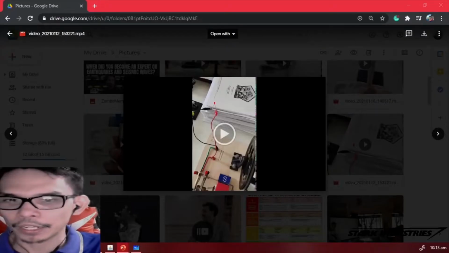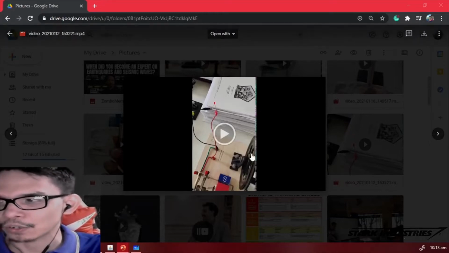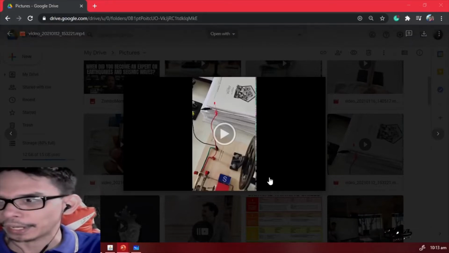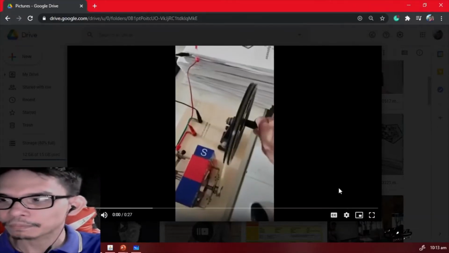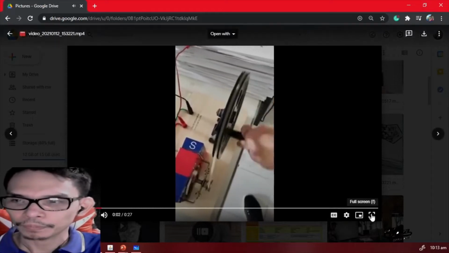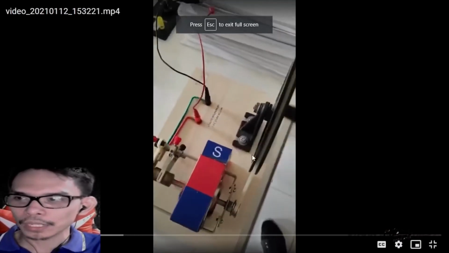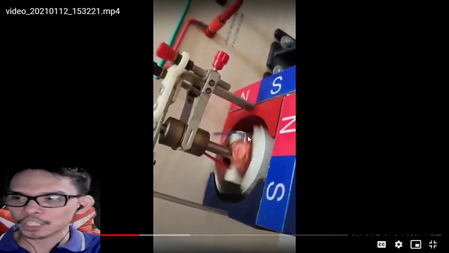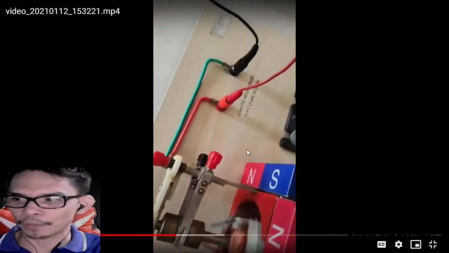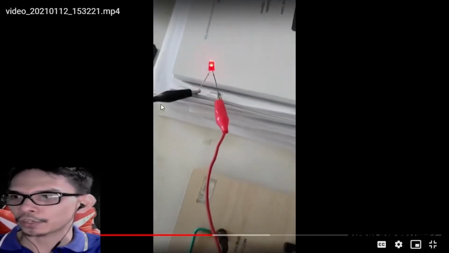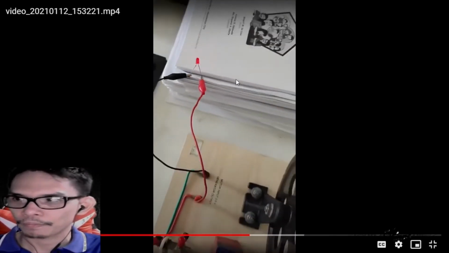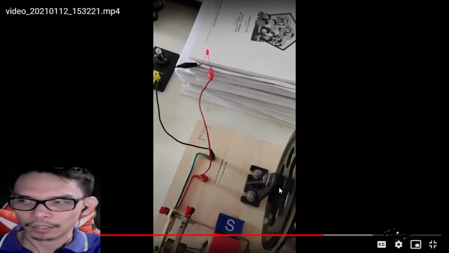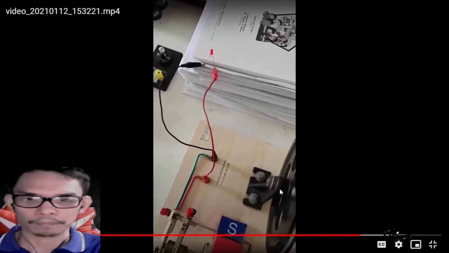All right, so I have here a device called the generator. As you can see on this generator, the magnet or the coil is spinning over this magnetic field that you have right there, and the wires are connected to this LED. It lights up as long as I turn this wheel continuously.